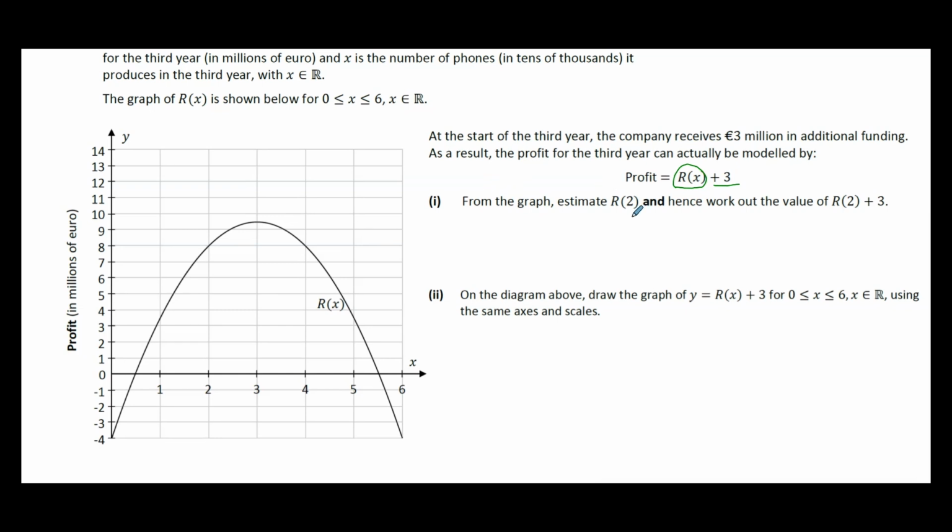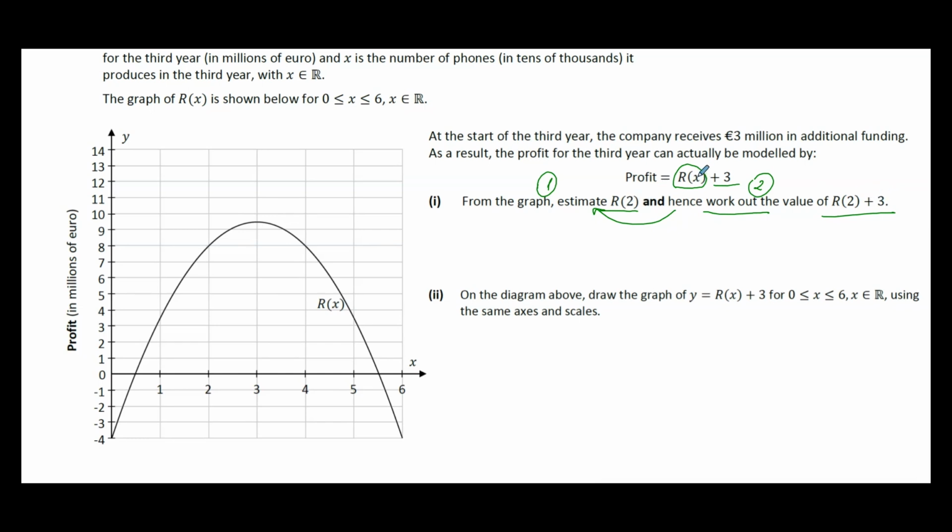From the graph, estimate, and now I need to understand what that means, and hence work out. So once I do that, then I will be able to work out. First, I need to estimate that. Second, I need to work out the value of R of 2 plus 3. So what does that mean?